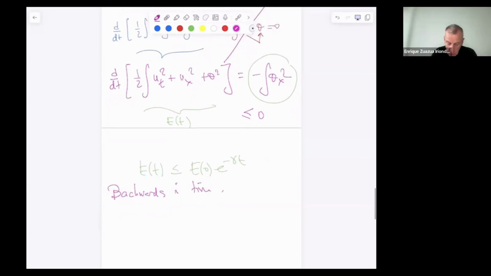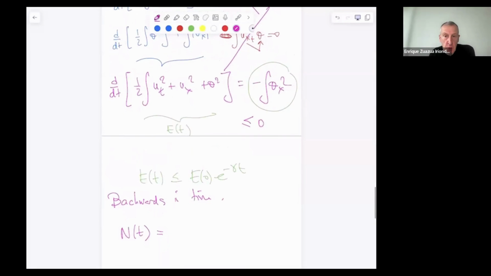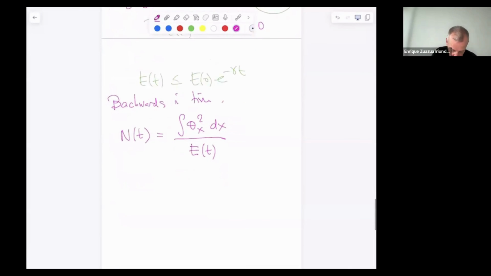So then you need to introduce some frequency number, right? And the frequency number in principle should be what? The frequency number should be something like the integral of theta_x squared divided by the energy of t, right? So now the question will be, get upper bounds on the frequency number N(t), right?